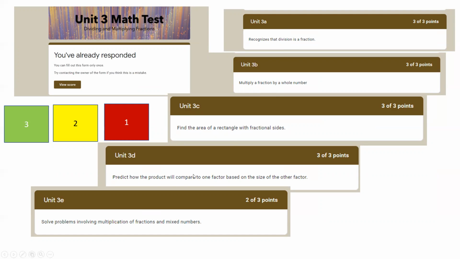So this person, I pulled up another student, and they got almost 100% on the test with recognizing division. They have a 3 out of 3, which says, hey, I mastered that. I get it. Multiplying a fraction by a whole number, mastery. Find the area of a rectangle, mastery. Predicting how the answer is going to change, mastery. And then solving problems involving multiplication, they have a 2. So right now on the report card, they have all 3s except for one area that just says they're still a little bit confused. Well, this is the area that this student wants to focus on. Now it's up to you to figure out which area you really need to focus on.